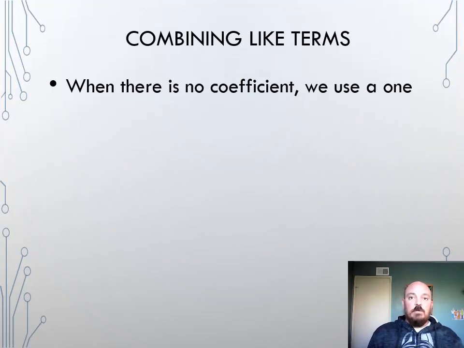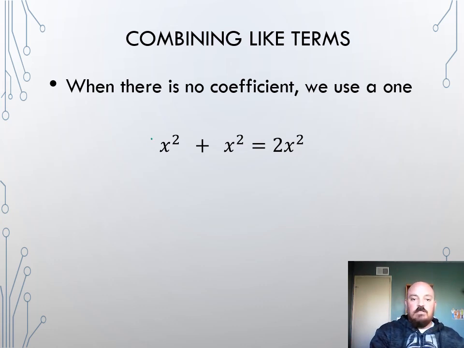Now, the one thing I do want to mention is if you don't see a coefficient in the problem, it means there's a 1 there, like an x by itself is 1x. Or in this case, I said x squared plus x squared equals 2x squared. Well, the reason that's true is because even though you don't see it in the question, this x squared is actually 1x squared. This x squared is 1x squared, and 1 plus 1 is 2. So I get 2x squared.